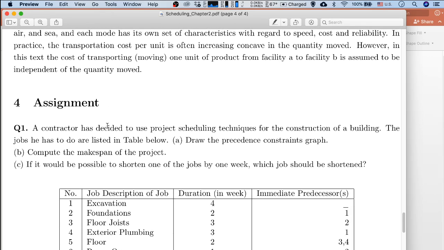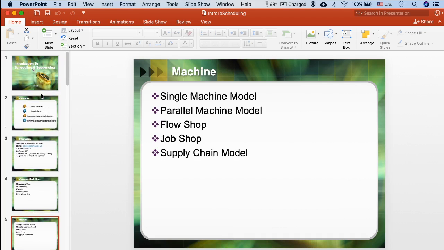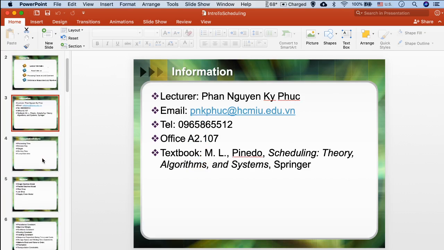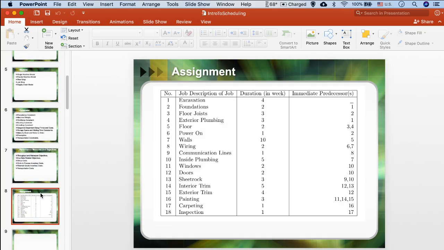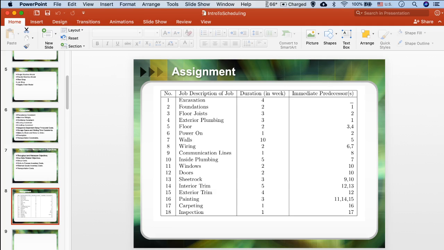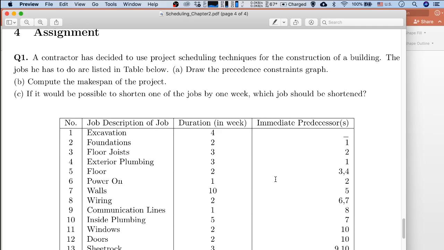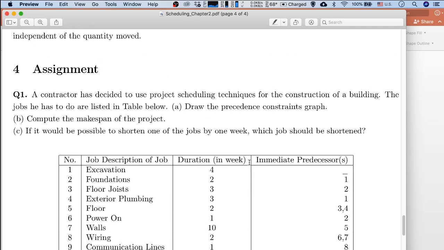Now we return a little bit. So basically today I already introduced you to some basic ideas about production scheduling and planning. And now maybe you can go to the end of the notes. In another note, I also have an assignment like this for you. So yeah, you can do it by yourself, right?